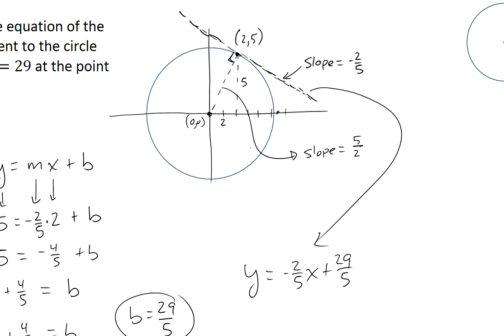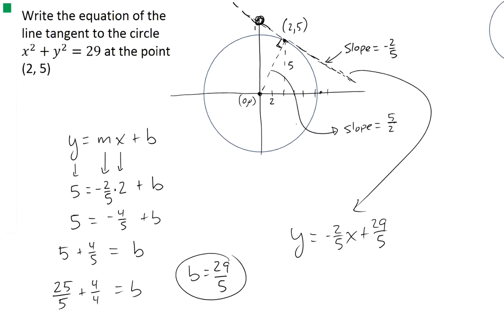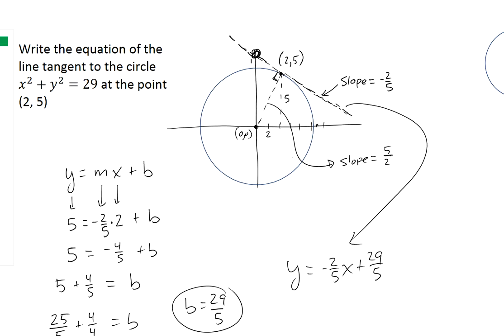And 29/5 is around 5.8. So if I look at this, it's certainly reasonable that my y-intercept would be somewhere around a value that's more than 5, certainly. So at least it's probable that this is correct.